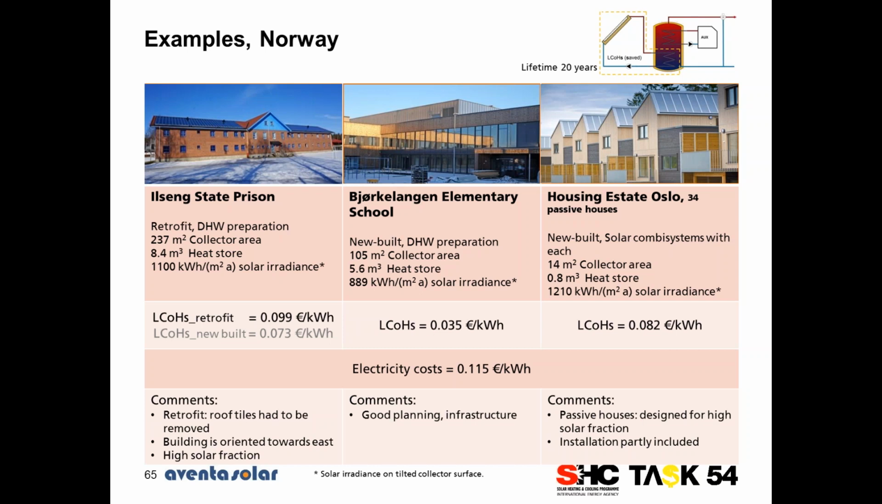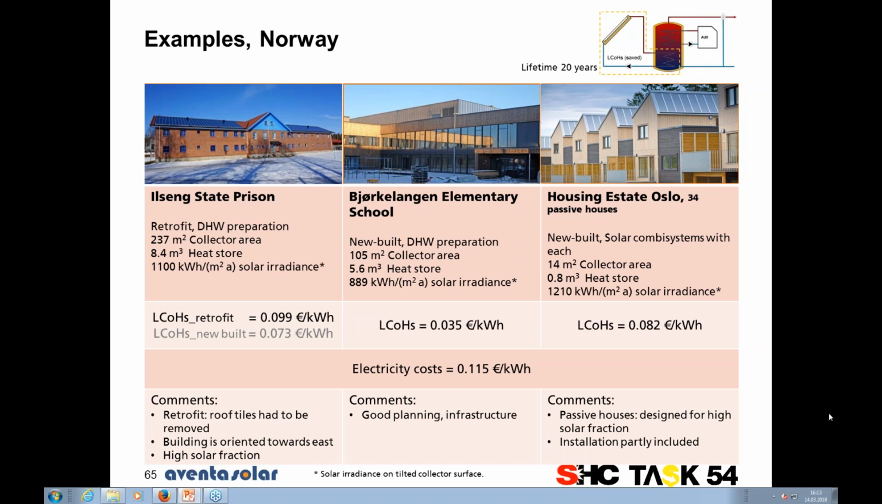Reasons for these differences, I have indicated some in my last row. On the left-hand side, of course, much of the costs went to the removal of the roof tiles, as it was a retrofit project. The project is not optimally oriented to the south, and therefore has a lower performance. I calculated also what the costs would be if it was a new build project, and then we end with somewhat better life cycle costs of heat, which is 0.073.